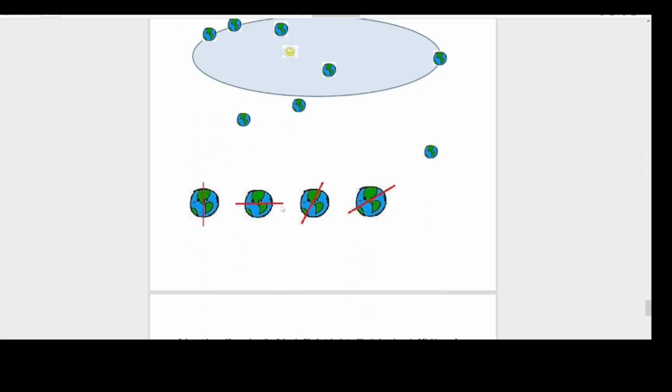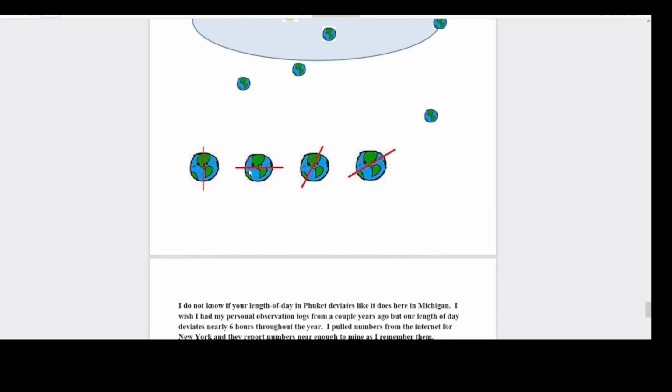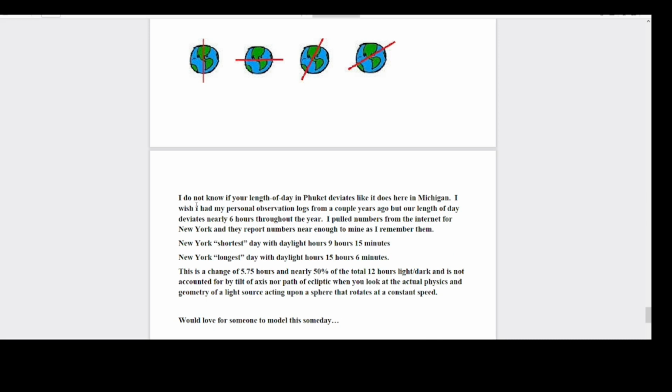And here Bruce has put in these different axes of rotation again. So Bruce basically concludes this by talking about the different lengths of day in Phuket, for example, which we'll have a look at. And Bruce is from Michigan, so he sees a deviation.